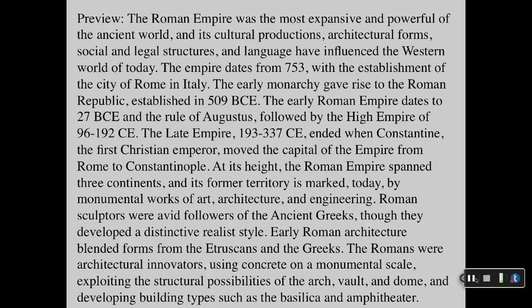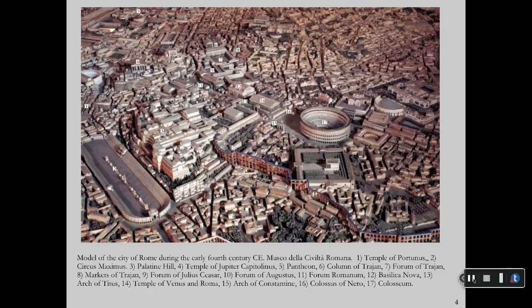Roman sculptors were avid followers of the ancient Greeks, though they developed a distinctive realistic style. Early Roman architecture blended forms from the Etruscans and the Greeks. The Romans were architectural innovators, using concrete on a monumental scale, exploiting the structural possibilities of the arch, vault, and dome, and developing building types such as the basilica and amphitheater. Model city of Rome during the early 4th century CE.